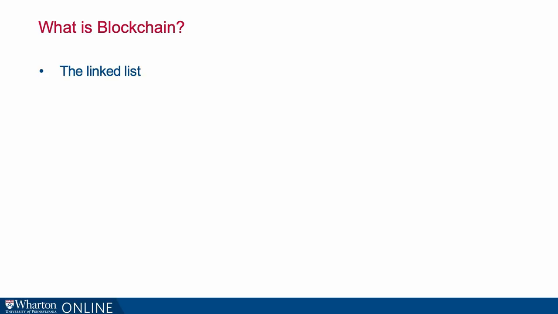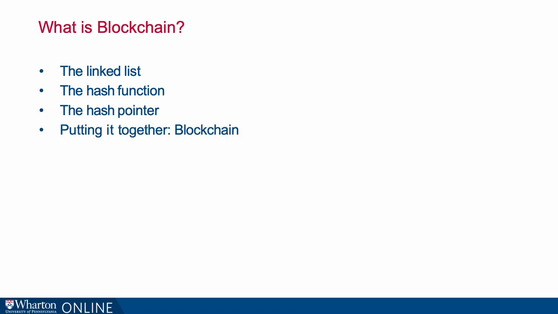So here is an outline of this lecture. First, I'm going to discuss something called the linked list, then the hash function, the hash pointer, putting it together, which is blockchain, and then back to my example, how blockchain creates a truly tamper-proof ledger. Well, so first we're going to talk about a linked list.